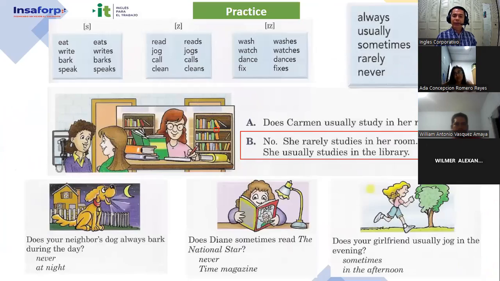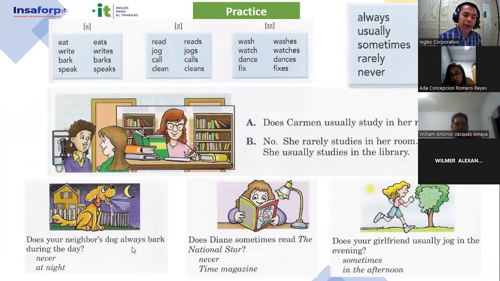Okay, now we have more actions. Does Firulais bark during the day? By the way, talking about a bark, right? El maullar y todo. So, do you know who is dirtiest? ¿Quién más sucio? ¿El cerdo o el lobito? ¿Cerdito o lobito? What do you think, class?